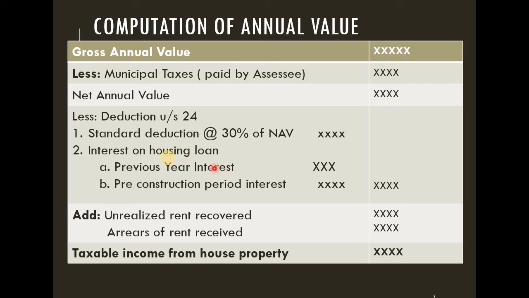So here, previous year interest means even though the loan taken is 1 lakh, you cannot take interest at 10% on 1 lakh because the outstanding amount is only 50,000. So 50,000 into 10%, 5,000 you have to write here. That is previous year interest.